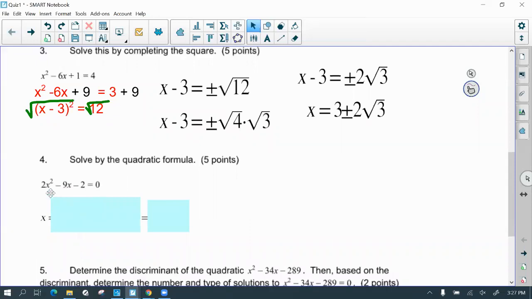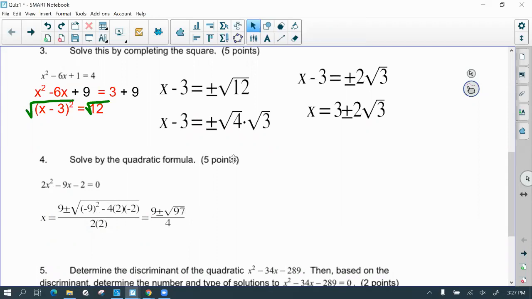Solve by quadratic formula. This one's already set up for you. It's a quadratic that equals 0. So the opposite of b, plus or minus the square root of b squared minus 4 times a times c, all over 2a. And you get these two answers. 97 is prime.